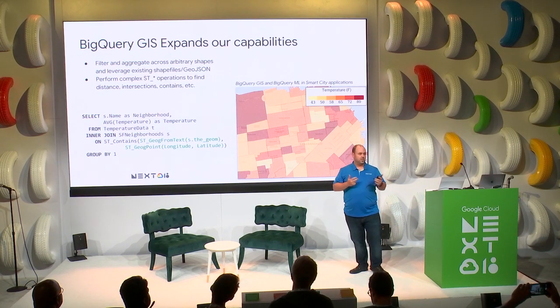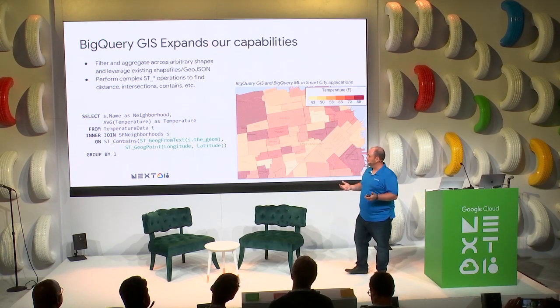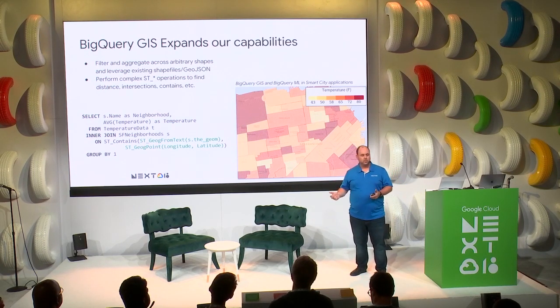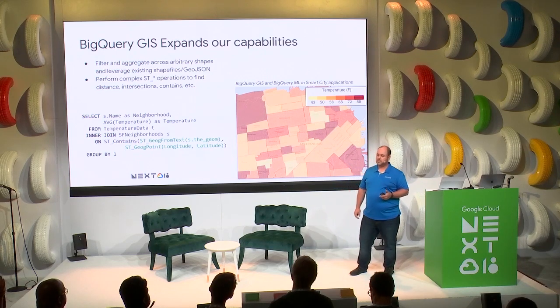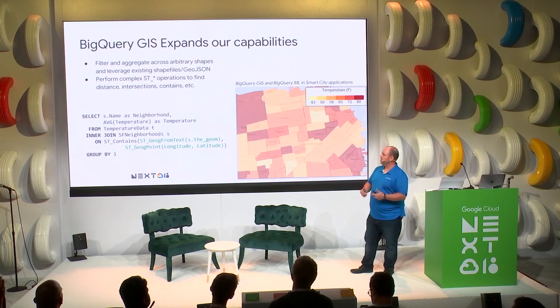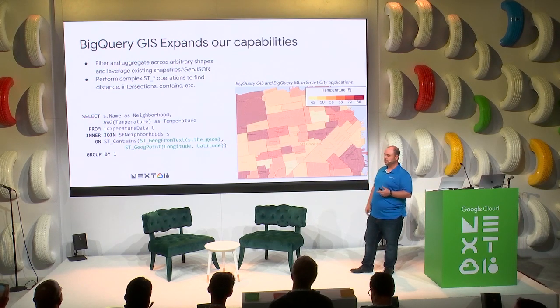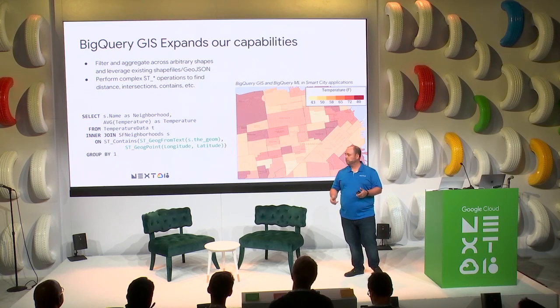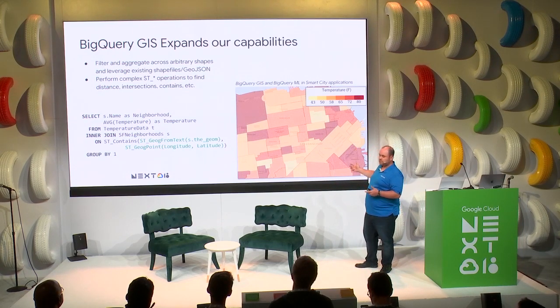So it could be a GeoJSON file, it could be a shape file, and we can perform all of those cool st_star functions that Chad said right within BigQuery. So now we can do distance and intersection and contains and all of those cool things. So that map we had before, where we were looking at boxes on the Earth, was really cool. But we can also now just go out and get some open data.